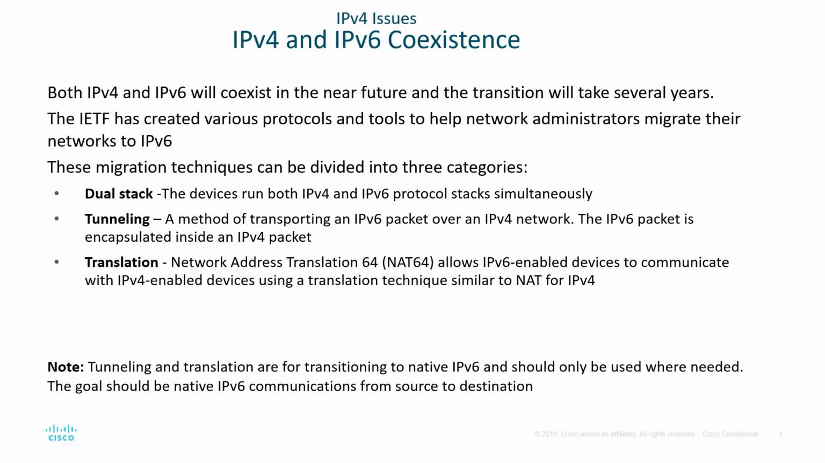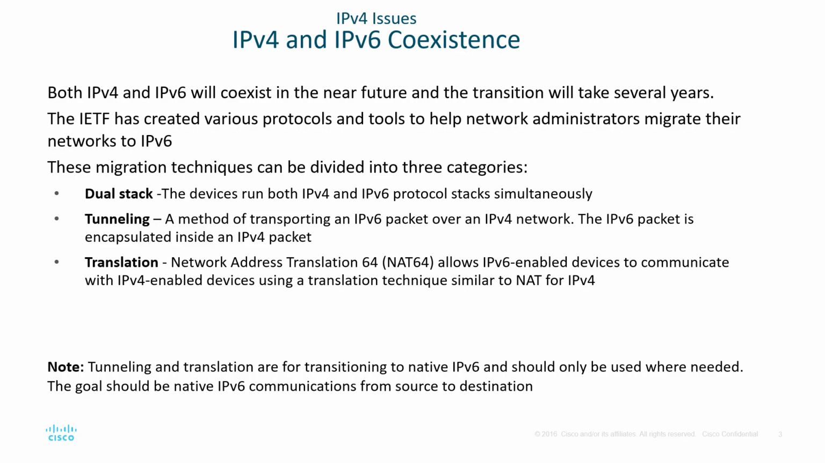Next is tunneling. You'll talk more about tunneling when you get to Cisco 3, but tunneling itself is the process of transporting an IPv6 packet over an IPv4 network. So the IPv6 packet is actually encapsulated inside an IPv4 packet, making it look like an IPv4 packet for all the older technologies utilizing IPv4. And lastly is translation.